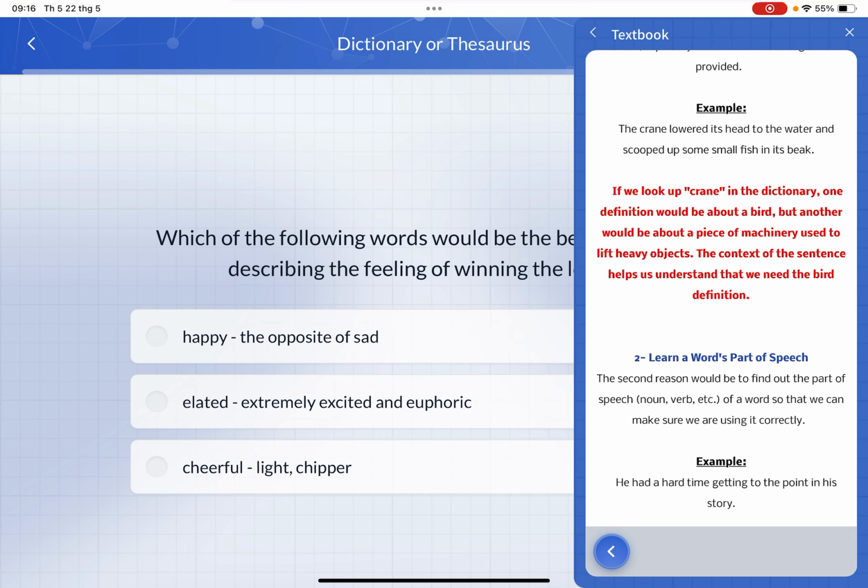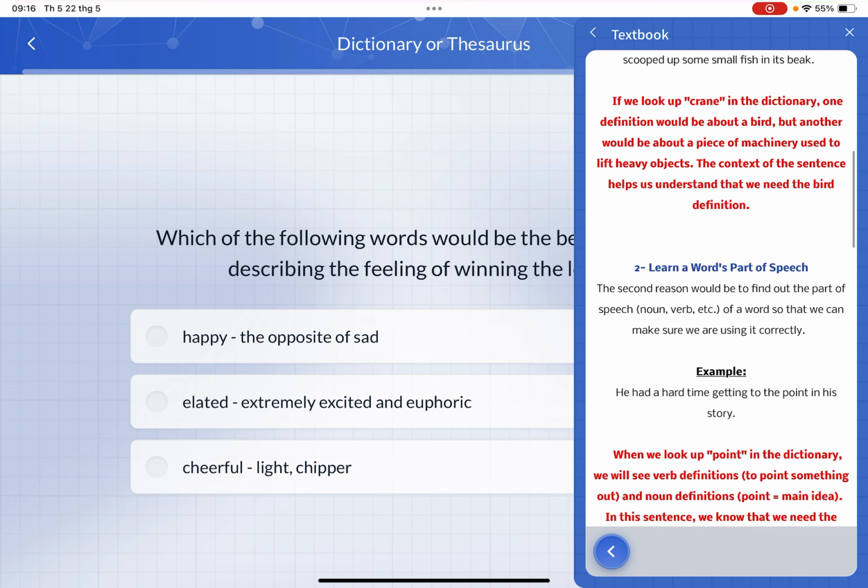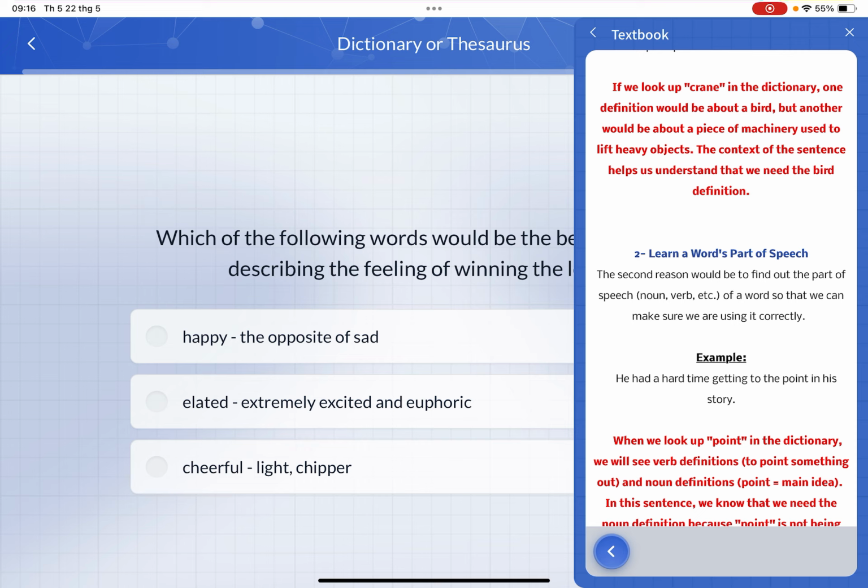Okay, secondly, it's when we are learning a word's part of speech. The second reason would be to find out the part of speech, like whether it is a noun or a verb, etc. So we find out the part of speech of a word so that we can make sure that we are using it correctly.